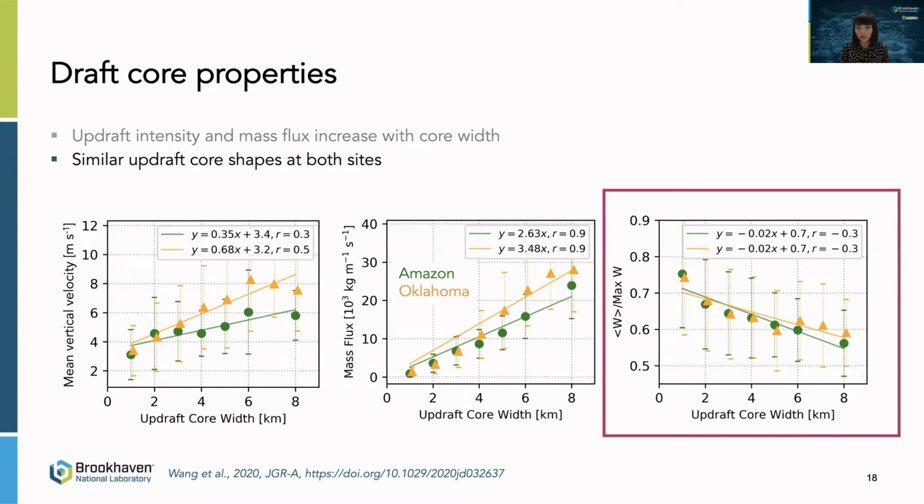It's surprising that we see a very similar trend in terms of the shape of the core. They are very similar in terms of the trend. So this suggests that for the cores that have the same size, their shape and their variability are not that different in these two particular locations.